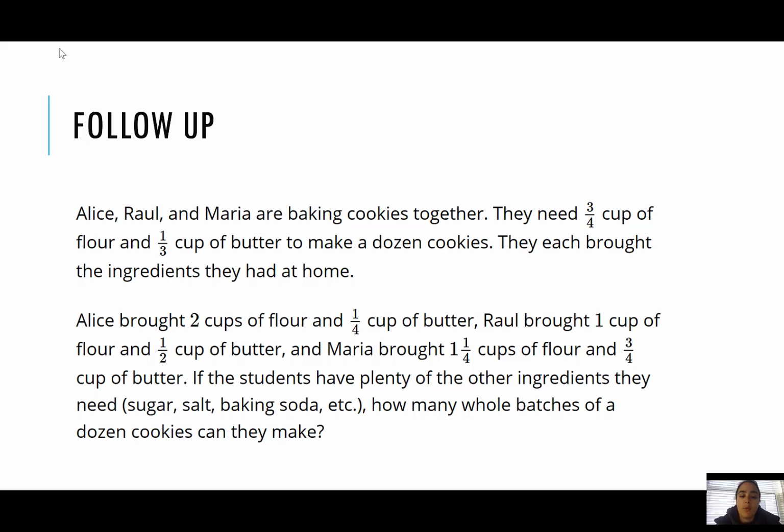It said Alice, Raul, and Maria are baking cookies together. They need 3/4 cups of flour and 1/3 cup of butter to make a dozen cookies. They each brought the ingredients they had at home. Alice brought 2 cups of flour and 1/4 cup of butter. Raul brought 1 cup of flour and 1/2 cup of butter. And Maria brought 1 1/4 cups of flour and 3/4 cups of butter. If the students have plenty of the other ingredients they need, sugar, salt, baking soda, etc., how many whole batches of a dozen cookies can they make?